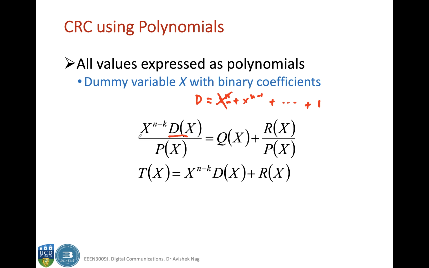And then in the polynomial form, if you have x to the power n minus k multiplied with the actual polynomial, this represents a shift similar to the multiplication of 2 to the power n minus k, and then everything is represented in polynomial form. So if you divide by the predetermined divisor P of x, then you have the quotient and the remainder, and then if you use this remainder as your frame check sequence, then the entire message would look like this.